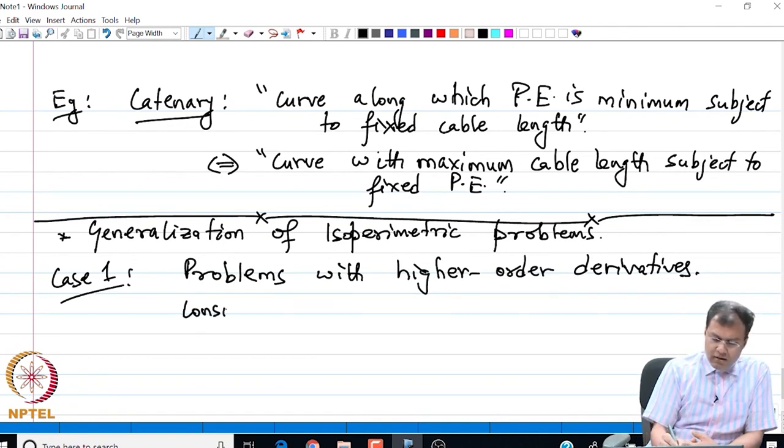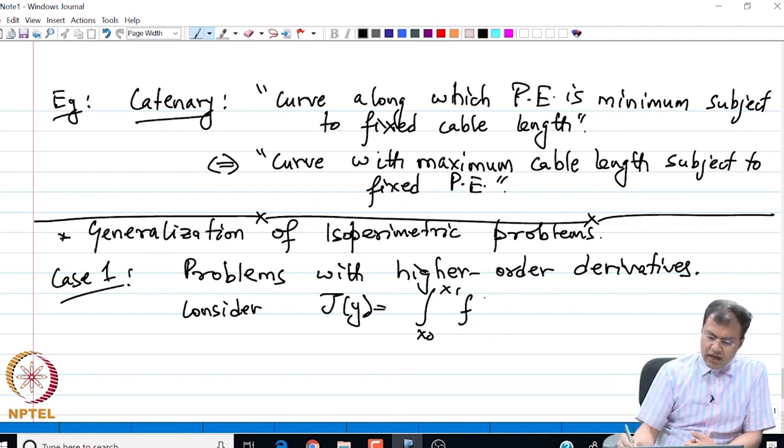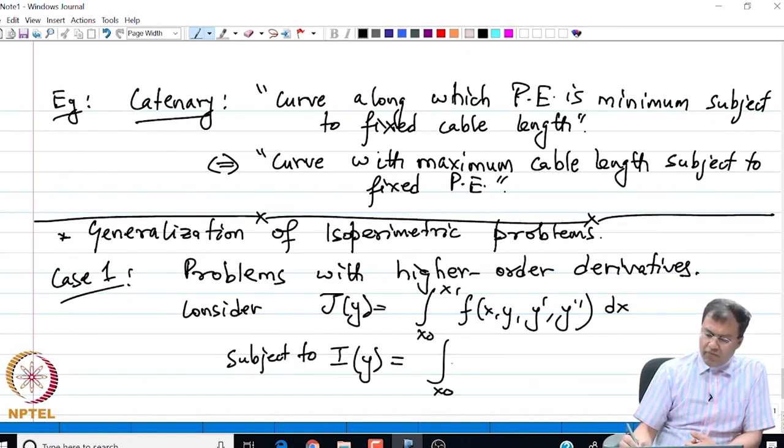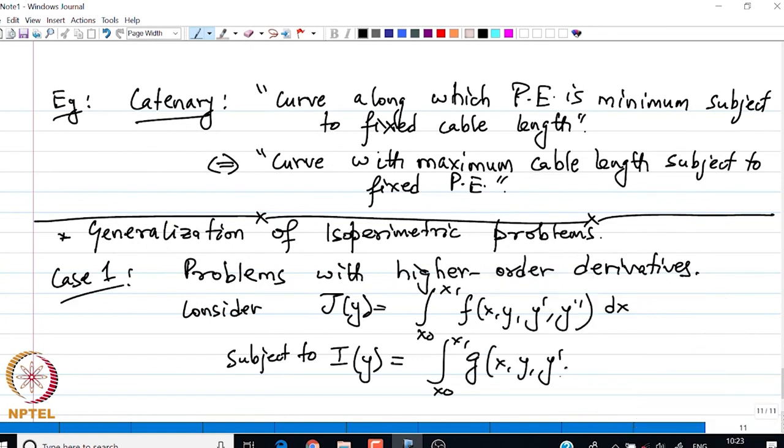Consider J of y equal to the integral from x0 to x1 of f of x, y, y prime, y double prime dx, and we have the isoperimetric constraint: subject to the constraint, the integral from x0 to x1 of g of x, y, y prime, y double prime dx. Here we assume that f and g are smooth, having all the necessary derivatives required for the necessary condition, the Euler-Poisson equation.